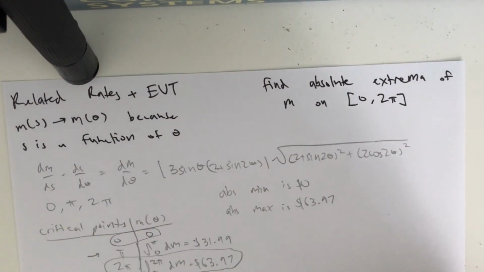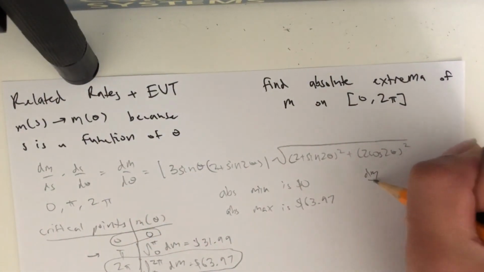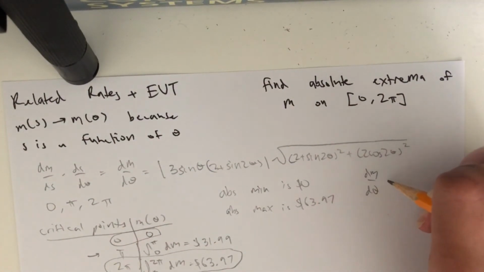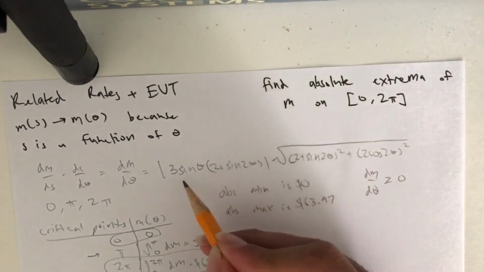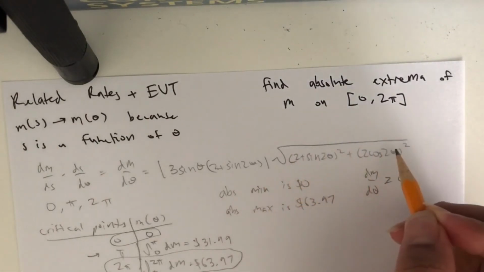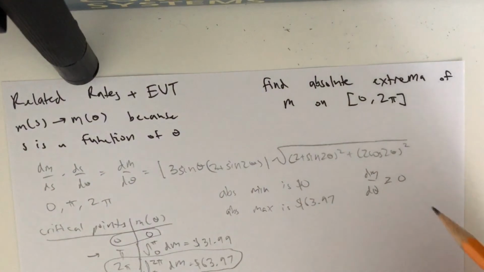Another way to think about this would be to realize that m of theta is a monotonically increasing function. That is because dm d theta is always greater than or equal to 0. If we look at this derivative, it's an absolute value function times a square root function, meaning that it has to be positive or equal to 0.